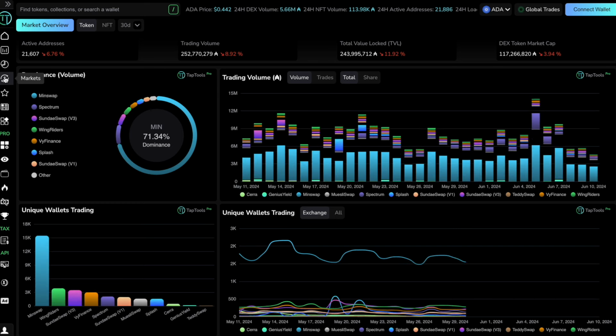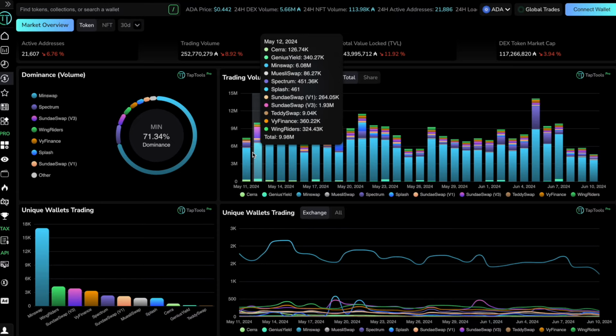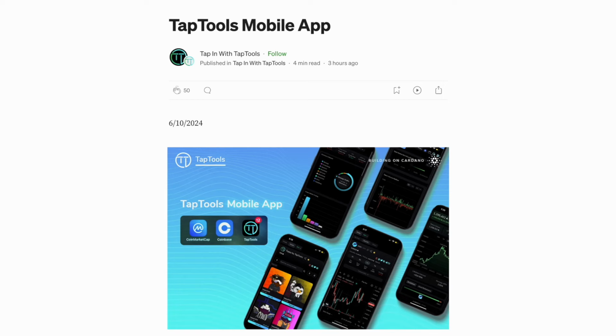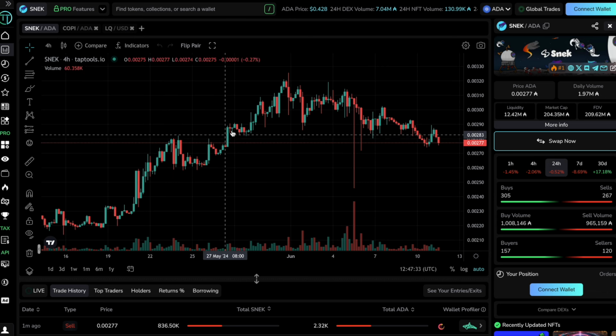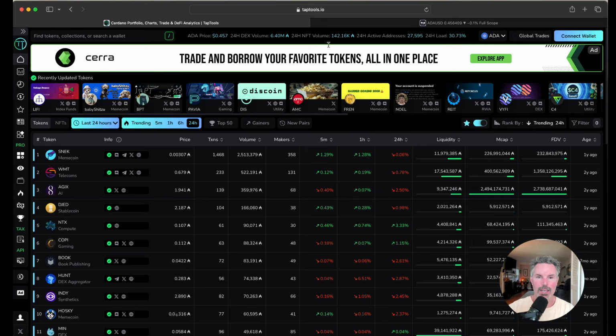The next step in our sequence is going to take us to TapTools.io, which is a fantastic website and resource that aggregates the information regarding all Cardano Native tokens. So let's go there right now. Here we are on TapTools.io.